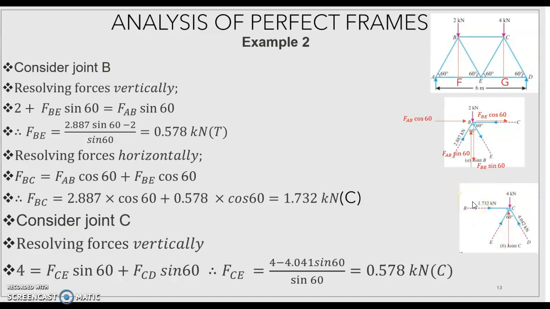Then consider joint C. Resolving vertically, 4 kilonewton is acting downward, and the vertical component of FCE is FCE sin 60, and the vertical component of FCD is FCD sin 60. So 4 is acting downward, the other two forces are acting upward. So 4 is equal to FCE sin 60 plus FCD sin 60. So FCD is equal to 5.7678 kilonewton. The direction of force is towards the joint, so it is compression.